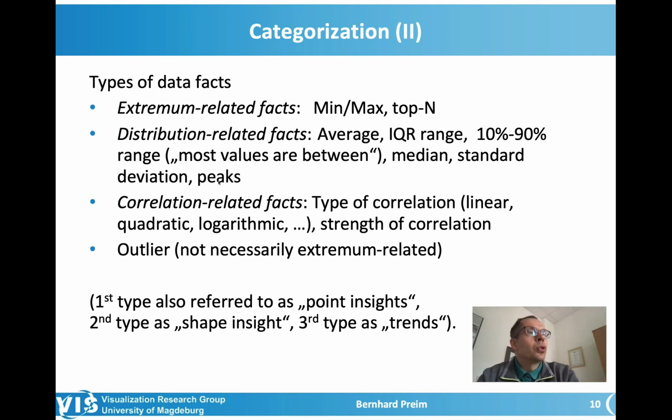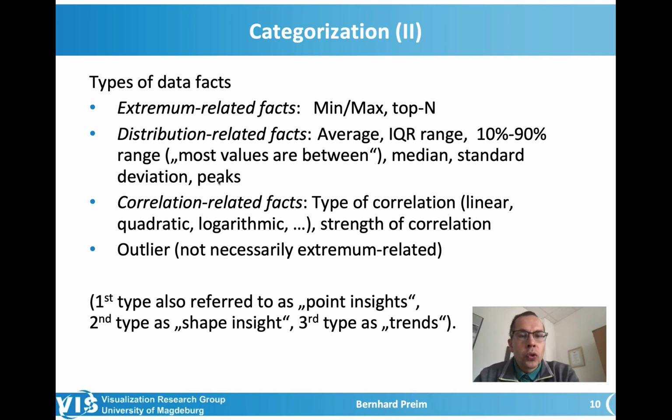Another distribution-related fact that I sometimes see is there may be even a gap in the data. That means we have values in this range, and then there's a gap, and here we have again values in another range. So if such a gap would exist, that is something that would also fall in this category of distribution-related facts.